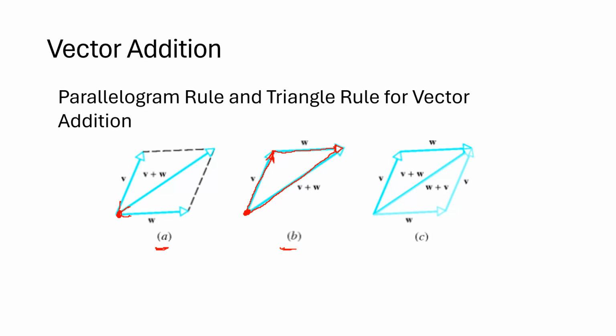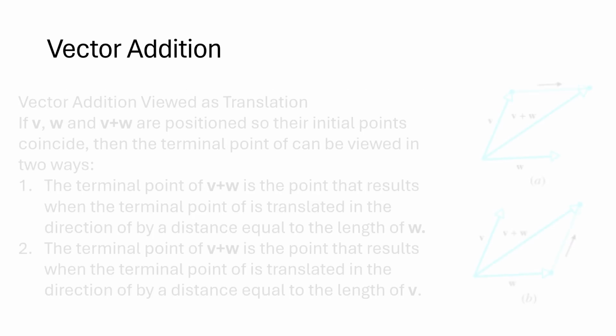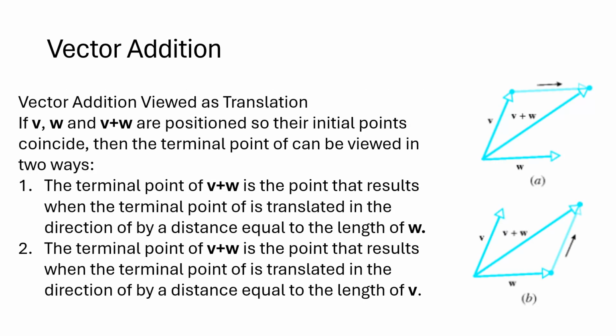Okay, so we can view the process of translating points. Here we have vector addition viewed as translation. If v, w, and v plus w are positioned so that their initial points coincide, then the terminal points can be viewed in two ways. The first one: the terminal point of v plus w is the point that results when the terminal point of v is translated in the direction of w.